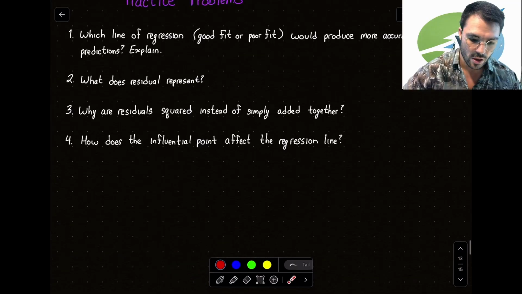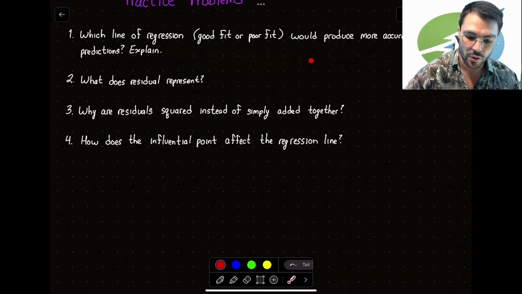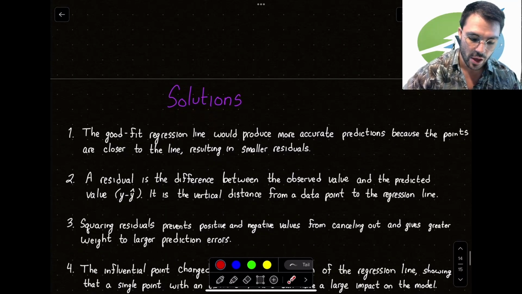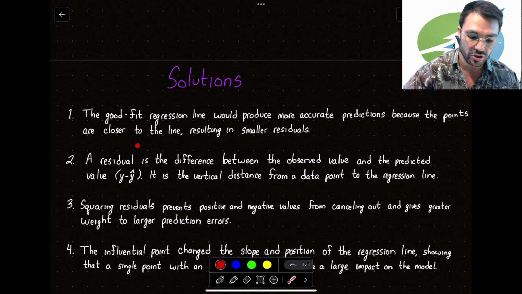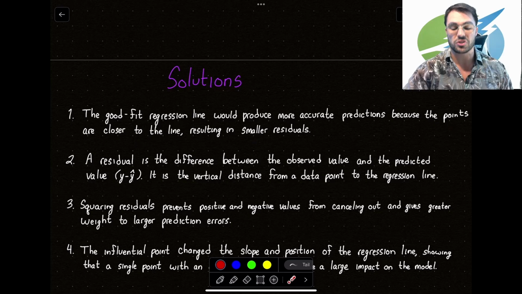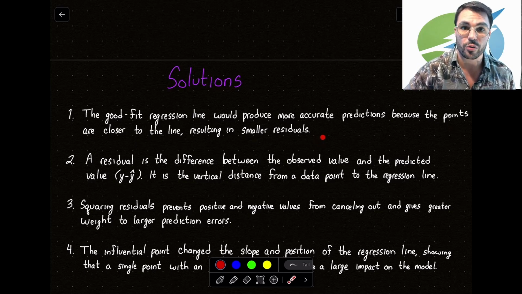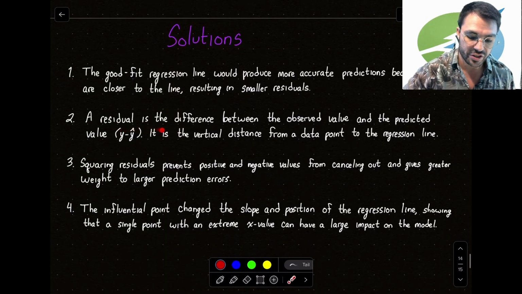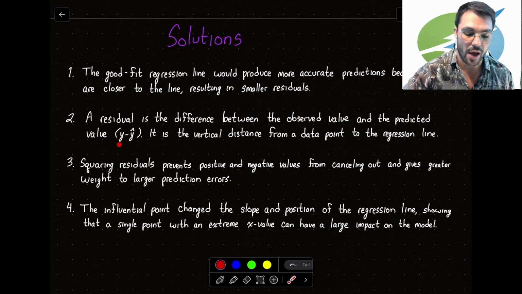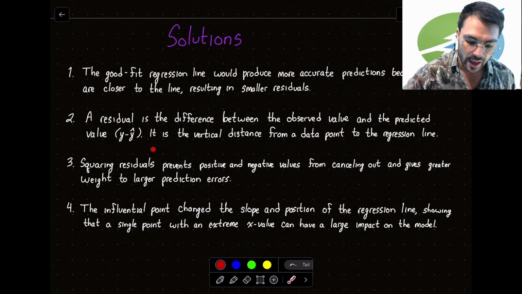So, which line of regression would produce more accurate predictions? The good fit regression line should produce more accurate predictions, and it's because the points are closer to the line, resulting in smaller residuals. The smaller the residual, the better the prediction. What does a residual represent? A residual is the difference between the observed value and the predicted value, and we find it with y minus y hat, where y is the observed value and y hat is the predicted value from the regression line. It is the vertical distance from a data point to the regression line.